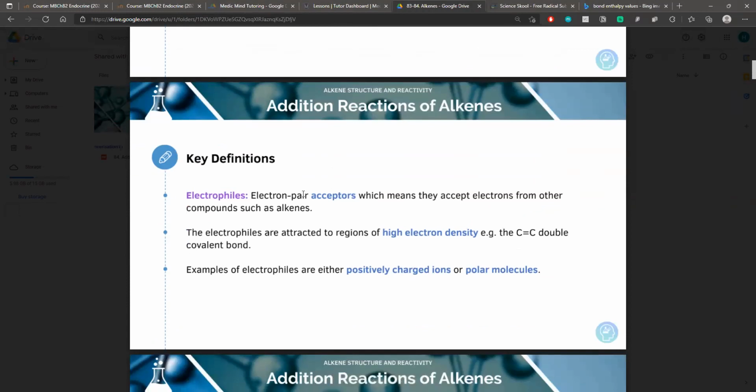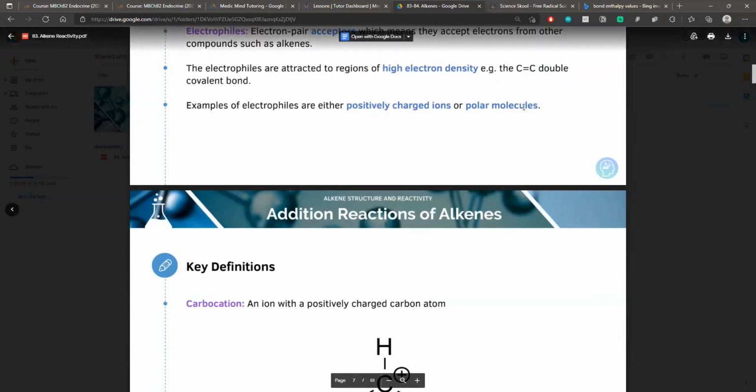Electrophiles, another key definition, are electron pair acceptors. That's what you need to know about it. And they're attracted to areas of high electron density because they like electrons. And you can work that out basically from breaking down the words. Electro, meaning negatively charged electrons. Philes, meaning liking, like thermophiles, which like heated conditions. And yeah, there are other examples of that.